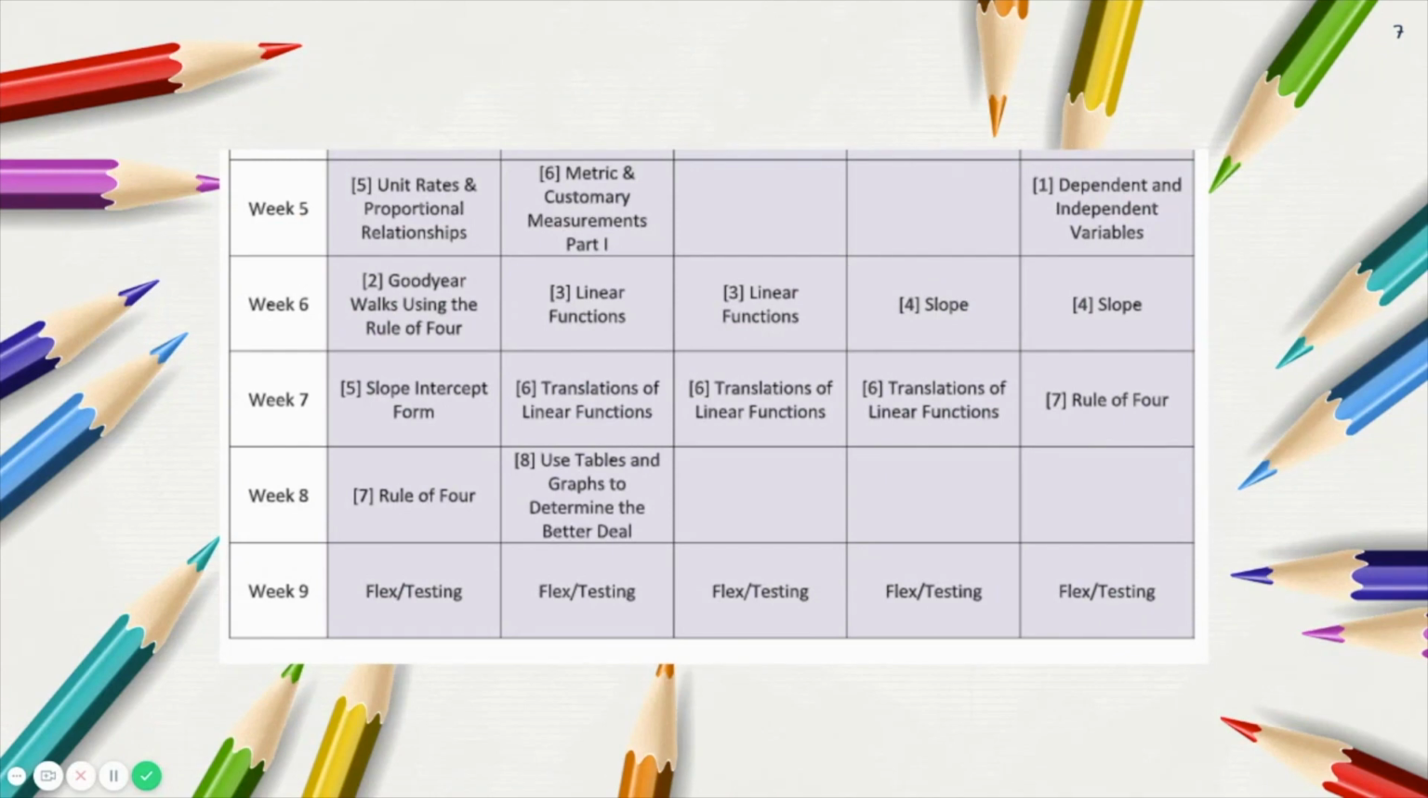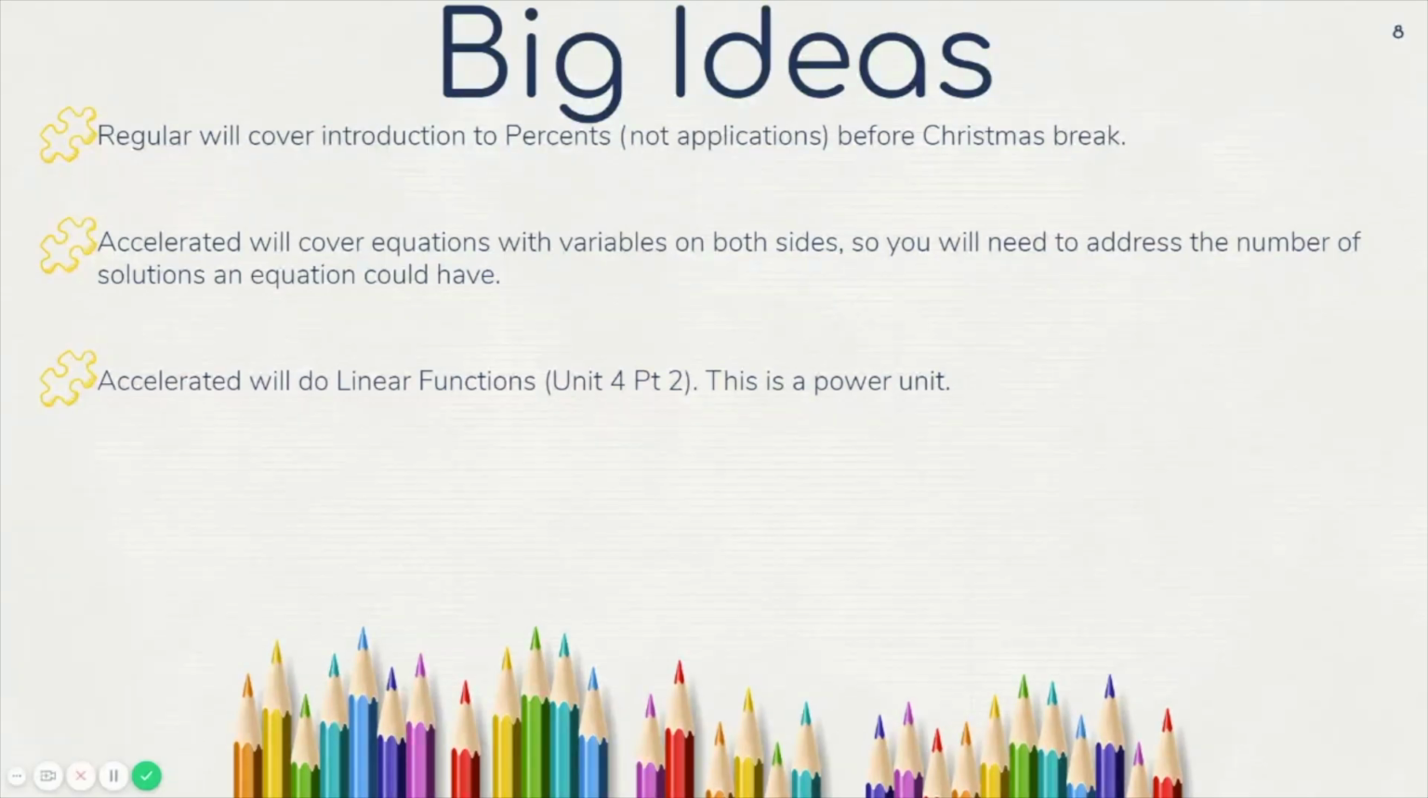And then we're ending the unit or the semester like we did before with having that flex week where you would probably have semester exams. So notice that this Part 2 is entirely 8th grade standard, looking at your variables, the rule of 4, your linear functions, slope, translations, and all of those things.